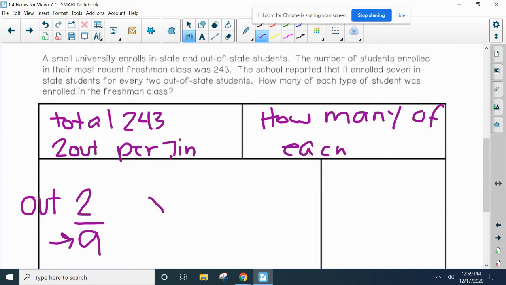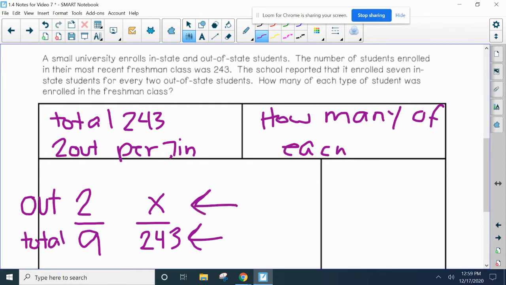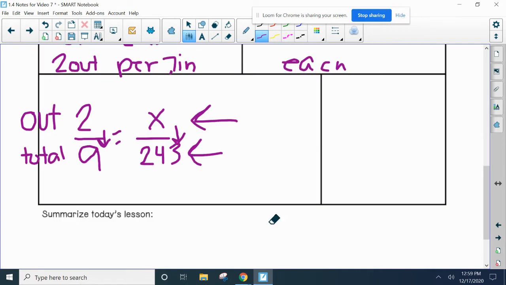I want to know how many of them are in all, if we're talking about the whole. So a group of 9, for every 9 students, 2 of them are out of state. So if the total students is 243, how many of them are out of state? So I'm going to go ahead and do my butterfly method, because I know for every 2 out of state, there's 9. So how many out of state are there in the 243?